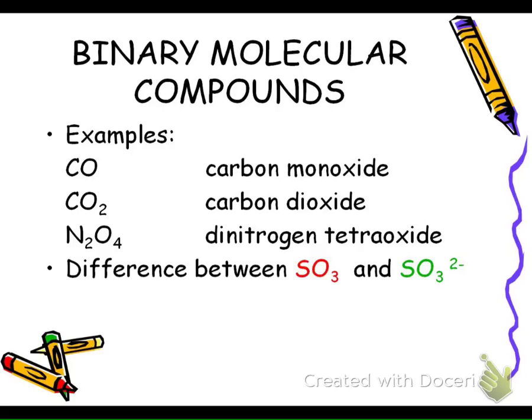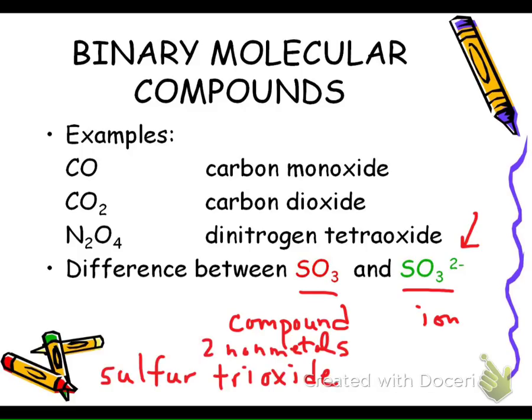How about looking at the difference between SO3 and SO3 2-? Notice SO3 is a compound, while SO3 2- is an ion, as I see it has a charge. So they must have different names. SO3 is 2 nonmetals, both to the right of the staircase, so I use my Greek prefixes to be equal to the subscript. First one I have 1. I do not use the mono, so simply sulfur trioxide. SO3 2- is a polyatomic ion you needed to know in a previous lesson and would be the sulfite ion.